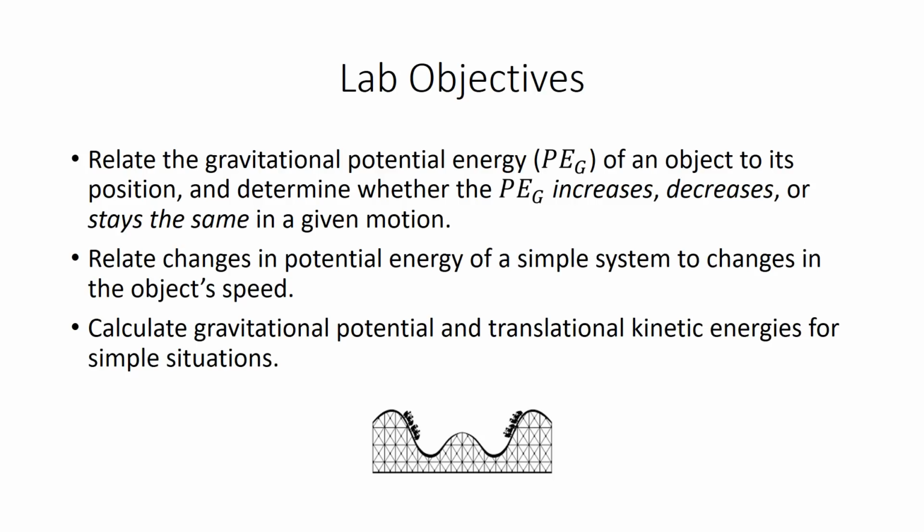Okay, the lab objectives. This is taken directly from the lab handout. They state that by the end of this lab we want you to be able to relate the gravitational potential energy of an object to its position and determine whether the potential energy increases, decreases, or stays the same in a given motion. We want you to be able to relate changes in potential energy of a given simple system to changes in an object's speed. And we also want you to be able to calculate gravitational potential and translational kinetic energies for simple situations.